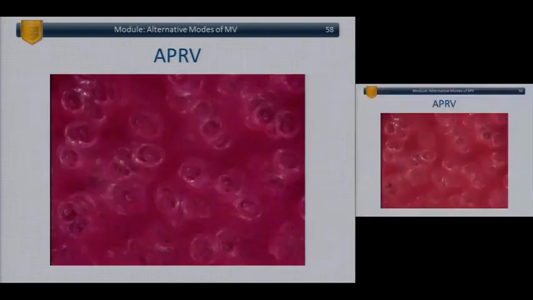Here you can see what APRV looks like. Again, most of the time is spent in this high position where the alveoli are all open, and then there's just a quick release and re-expansion. You can see that none of these alveoli ever completely close. And so this is the benefit here with ARDS, is that you recruit all of these alveoli and then maintain them in the open position to prevent injury.